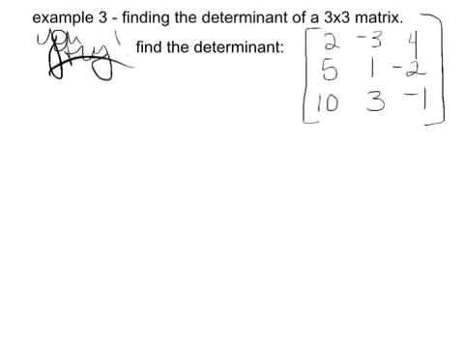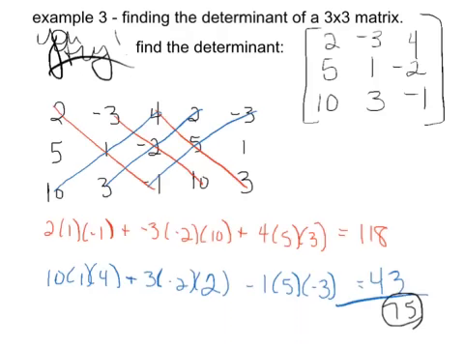Okay, you try this one. Find the determinant of a 3x3 matrix. There you go. Your determinant is 75.